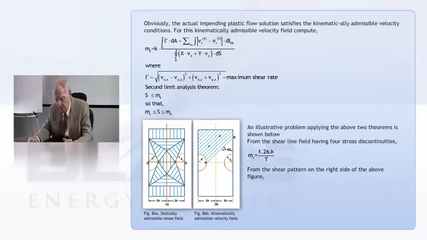And this second limit analysis theorem says that once you calculate M sub k, it's an upper bound on S. S can't be greater than M sub k. So in the long run, you end up with this expression that M sub s is less than or equal to S, which is less than or equal to M sub k. And that is the primary result from limit analysis.